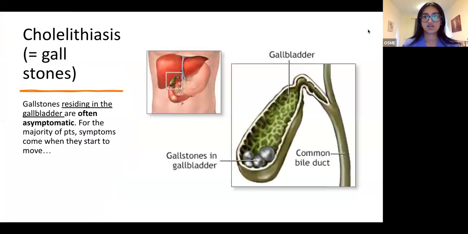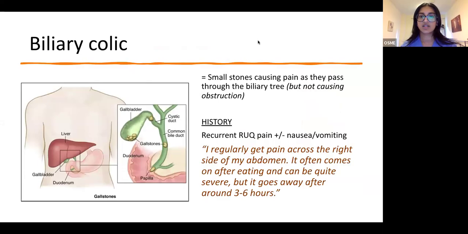Okay, so let's get started on the content. The first presentation is cholelithiasis. Chole refers to the gallbladder and lithiasis is stones, so that just tells you the location of the stones. Gallstones are present in a lot of people and for most people, they are asymptomatic. However, the problems start to arise as the gallstones dislodge and they move through the biliary tree.